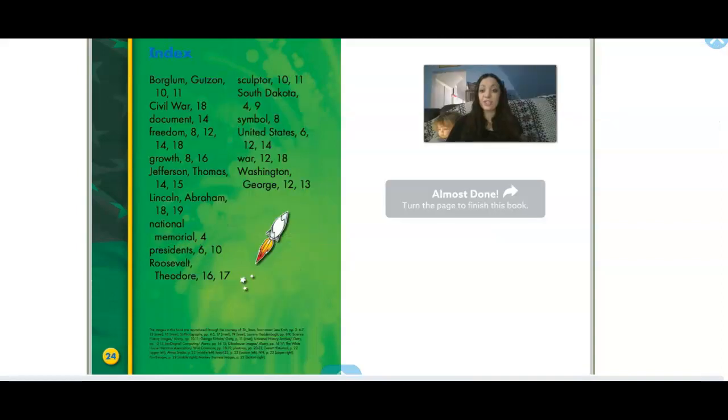So what you're going to do next is you're just going to connect to Seesaw, and you're going to tell me about the presidents that you saw on Mount Rushmore, okay? And I'm actually going to include some pictures so that you can match the presidents together.